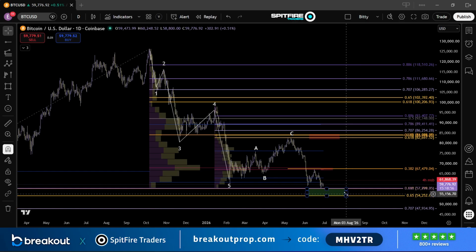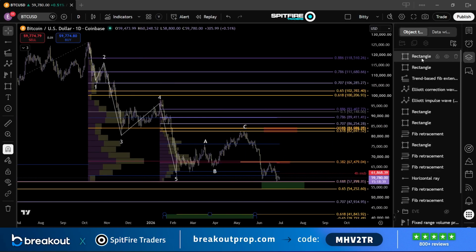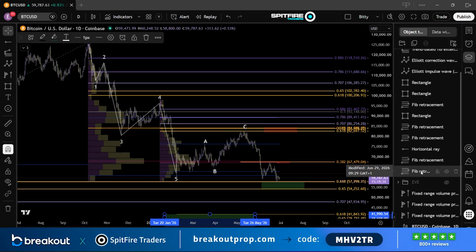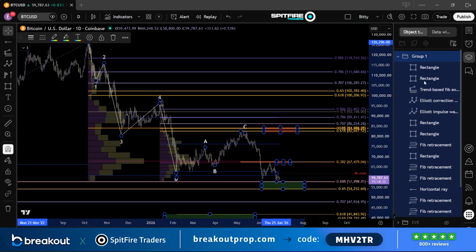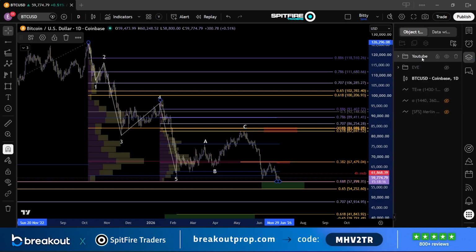So support below us, golden pocket 886, resistance, first one 67, second one 82, 84. If she goes higher, then we have the higher time frame golden pocket. So this is our new TA now. So let's go and group this into a single folder, and we're gonna name it, let's say, YouTube. Oops. And we also need to move the volumes in here.